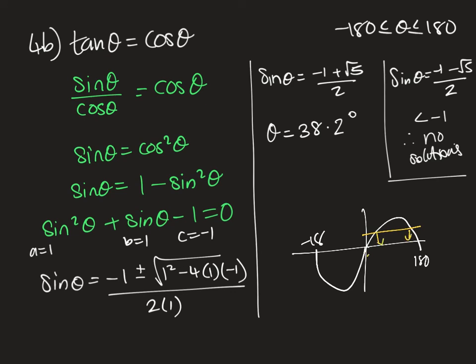So here's our principal value of 38.2. To get our second solution, we subtract that from 180, and that gives us 142 degrees as our second solution.